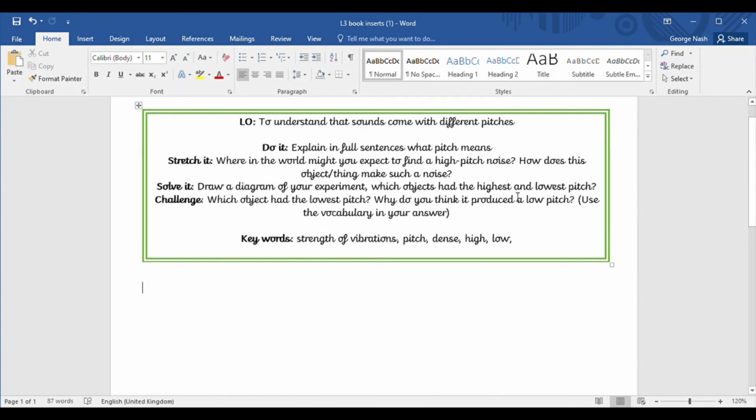Which objects had the highest and lowest pitch? And the challenge here is which object had the lowest pitch? Why do you think it produced a low pitch? And then you definitely need to explain using the vocabulary why it has the lowest pitch.